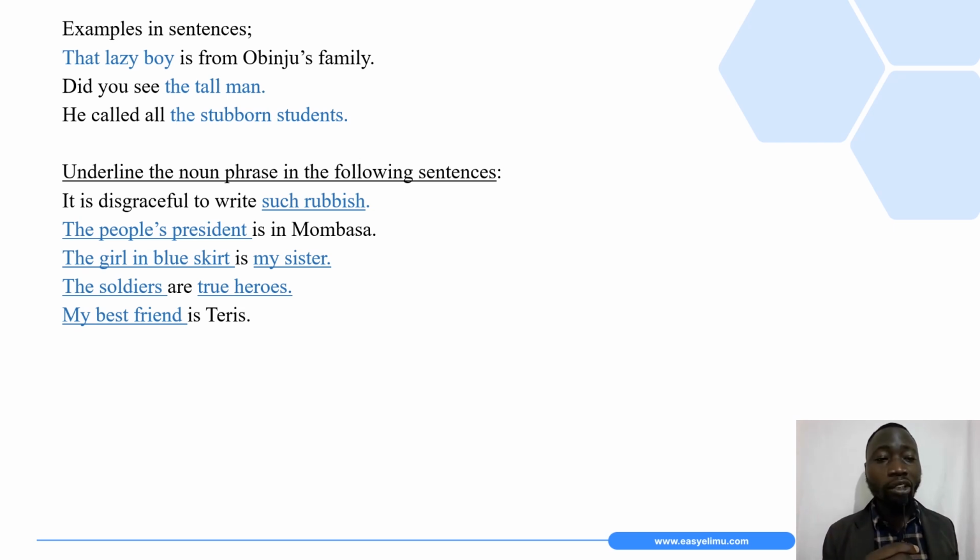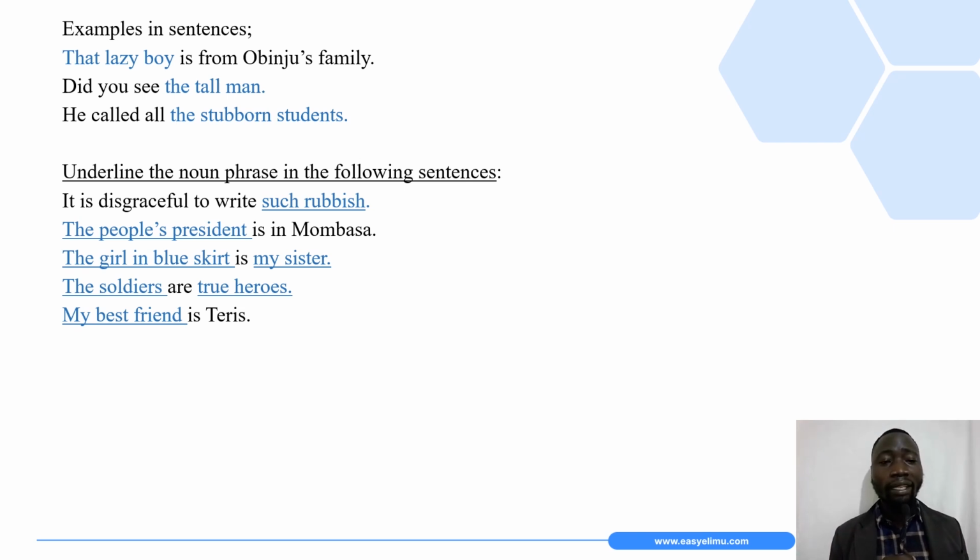So before we conclude, dear students, with me here are some questions that I'd like us to attempt together. So the instruction is that underline the noun phrase in the following sentences. So the first sentence, it is disgraceful to write such rubbish. The second sentence, the people's president is in Mombasa. Then the third sentence, the girl in blue skirt is my sister. The second last sentence, the soldiers are true heroes. And the last sentence that we have, my best friend is Terry's.